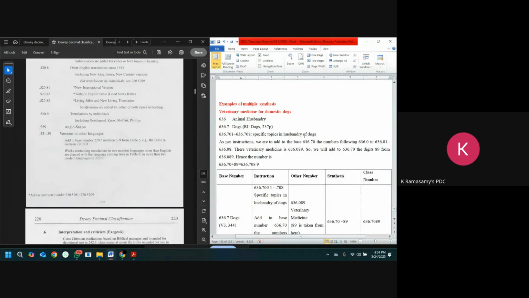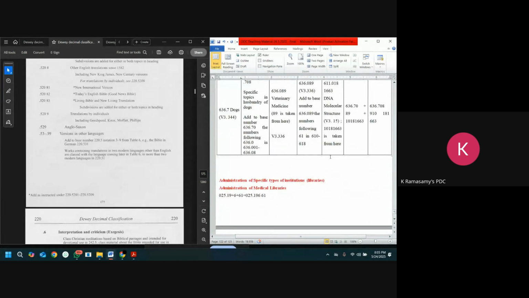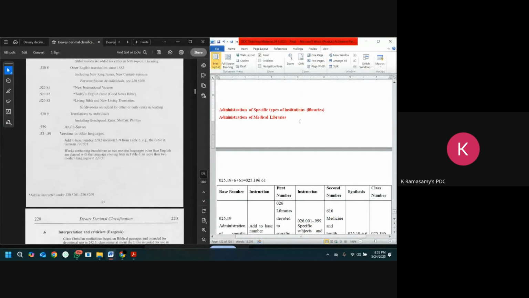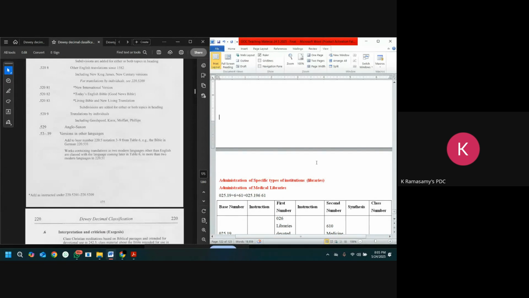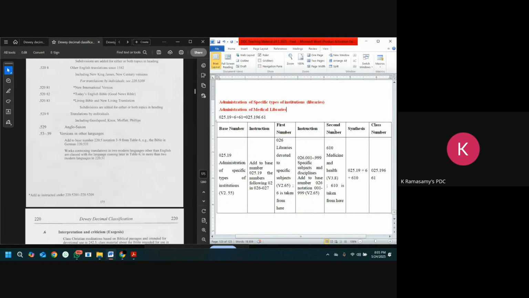Okay, it's very simple. There are a lot of places where this multiple synthesis is possible in DDC. I would like to show you only one simple example to make you understand what this multiple synthesis is. With this one example, we'll wind up the session and I'll open the session for question answers. See, for example, there's a topic like administration of medical libraries. I want to know what is the number for this administration. I went and found out.